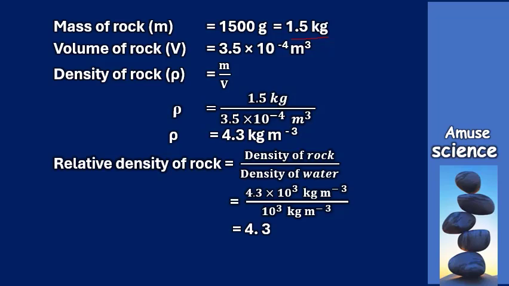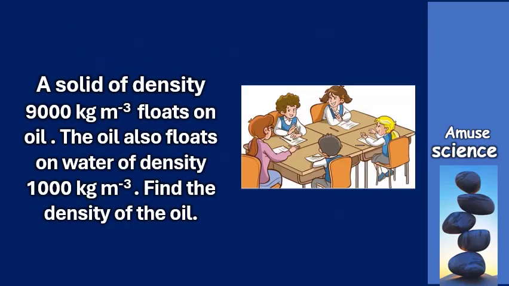That is the relative density of the rock. And since 4.3 is greater than 1, it means the rock is going to sink in the water.